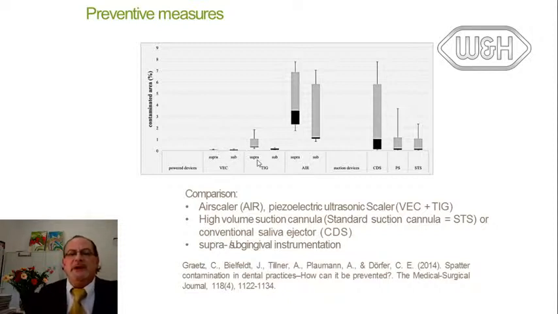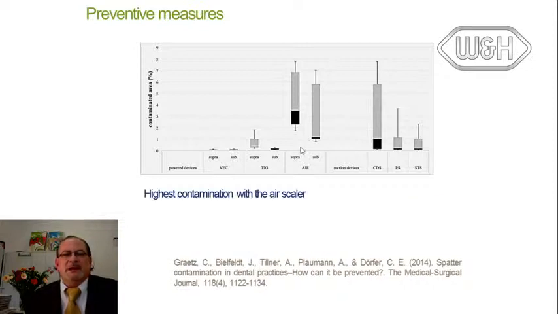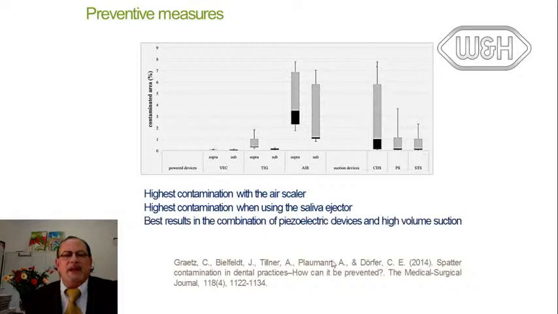And what we can see here is that in the supragingival instrumentation we have more aerosol creating process than in the subgingival, and we see here that the air scaler is producing the highest amount of aerosol. So we can say highest contamination with the air scaler, highest contamination when using the saliva ejector, and the best results in the combination of piezoelectric devices and high volume suction, and we could of course additionally use the saliva ejector.